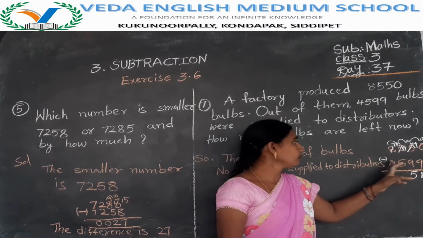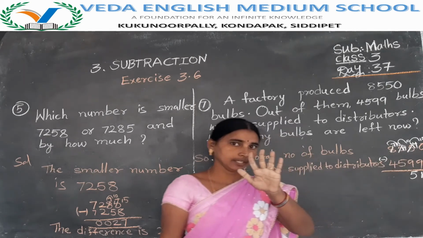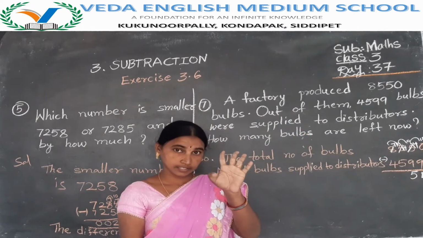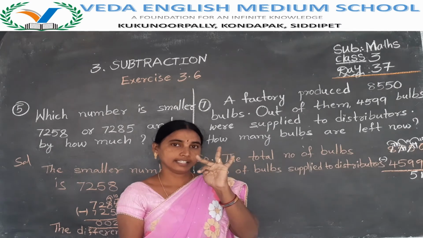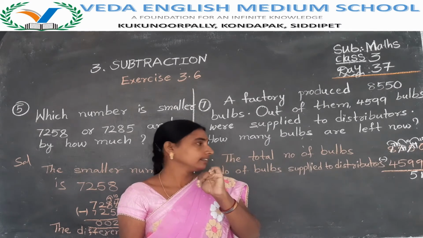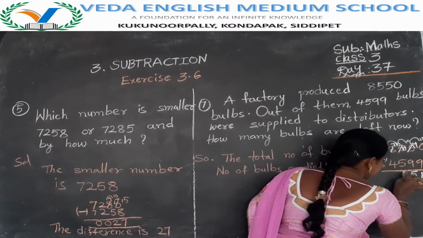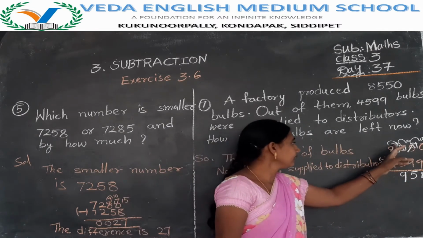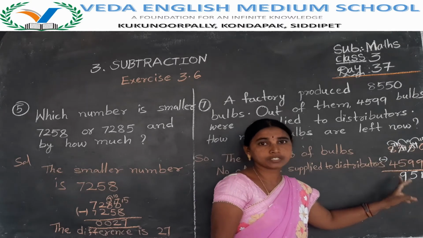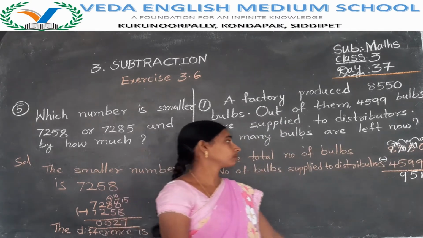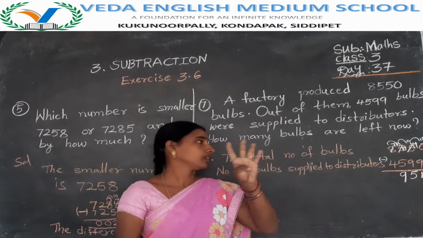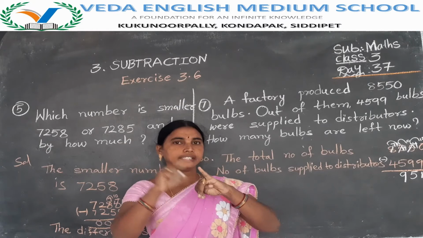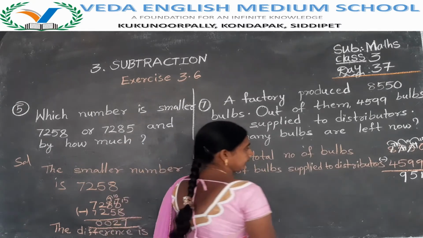Now 14 minus 5. Here 5. Okay? Here 14, so backward: 13, 12, 11, 10, 9. The difference here is 9. Okay? Next, 7 minus 4. How much is 7 minus 4? Here 4. 6, 5, 4, 3. 7 minus 4 is 3.